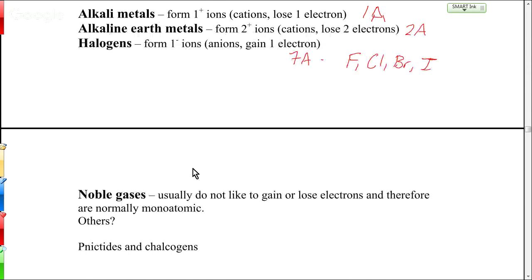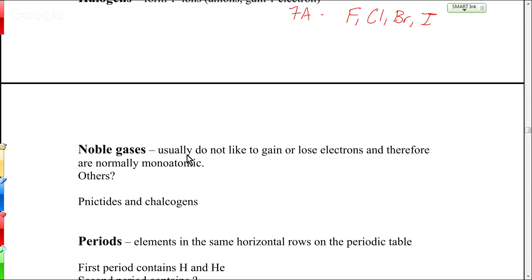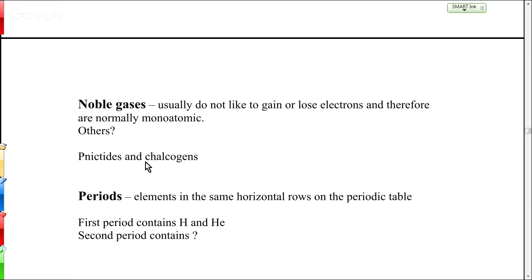And then where are the noble gases? Yeah, 8A at the end, they tend not to form compounds. Have you ever heard of pnictides or chalcogens? Where do you think they might be? What columns haven't we covered? Everyone want to take a guess at one of those?